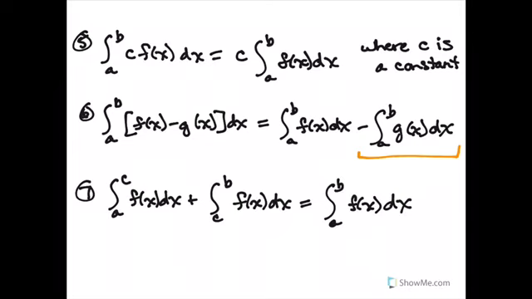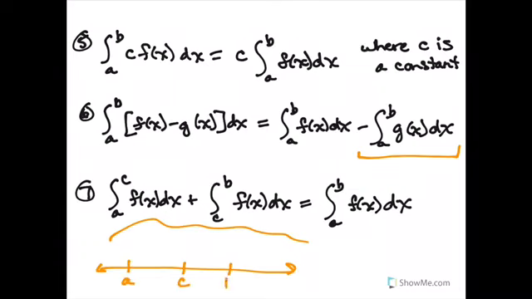And then here for number 7, what we're looking at is if I'm integrating over some curve, I'm trying to find the area. I can break it up into the area between A and C plus the area going from C to B gives me the total area from A to B.